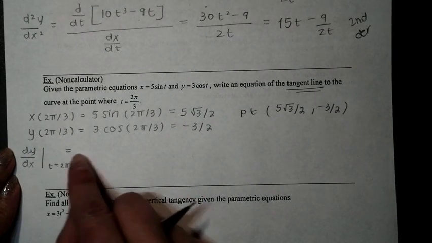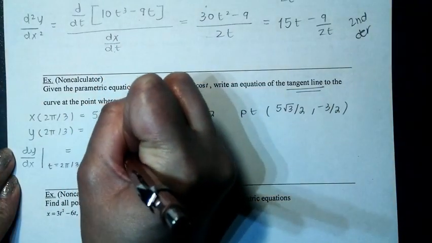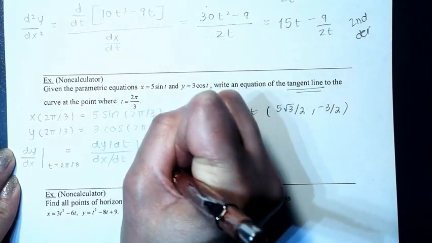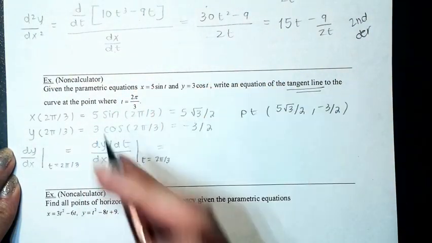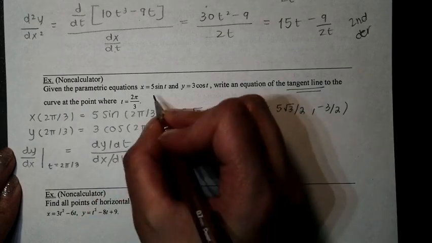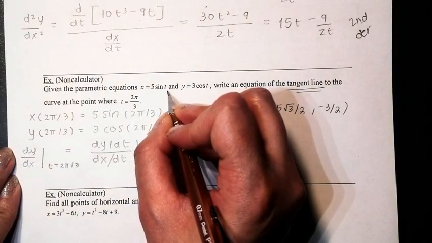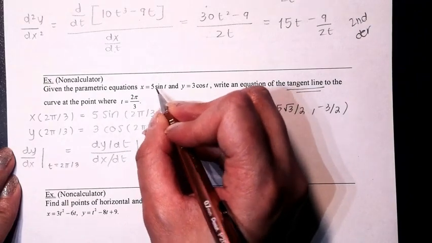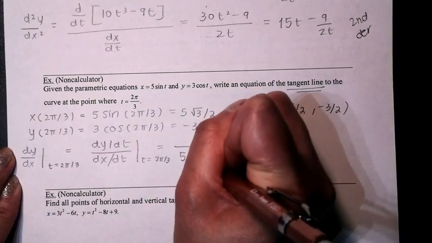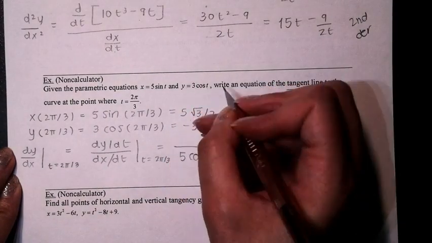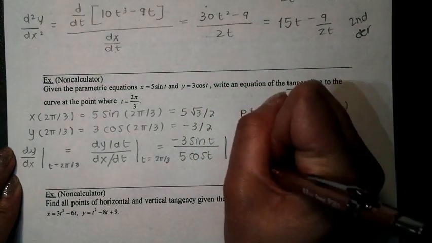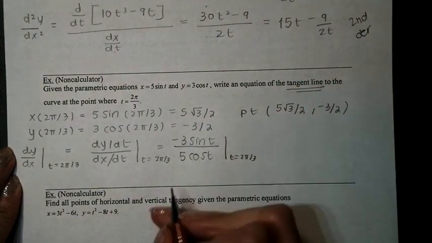You need to take the derivative of the y with respect to t and the x with respect to t, and evaluate those at 2 pi over 3. You are not going to evaluate first, right? First you take the derivative and then plug it in, remember. So what is the derivative of 5 sine of t? It's 5 cosine t, which is going to be the denominator. And what's the derivative of 3 cosine t? Negative 3 sine of t. So you have this expression that we're going to evaluate at 2 pi over 3.